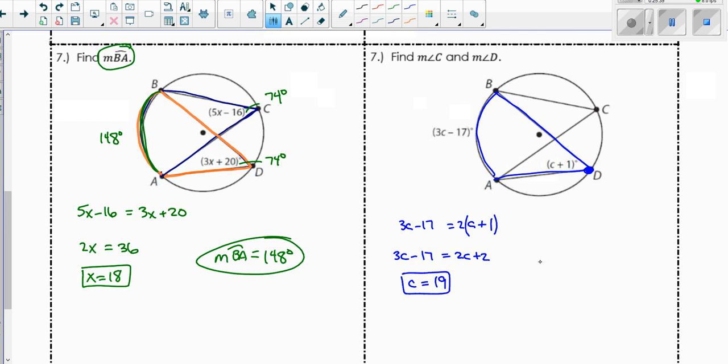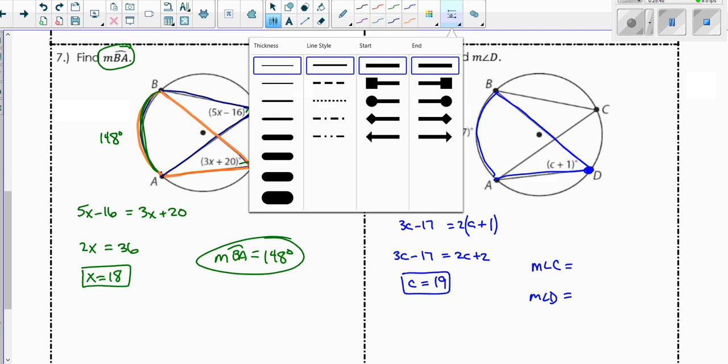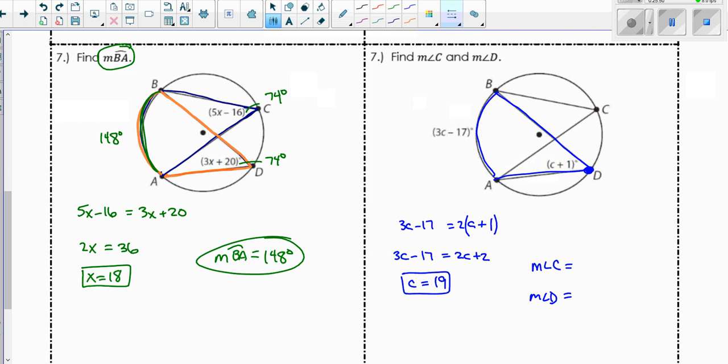Okay, I need to figure out the measure of angle C and the measure of angle D. All right, measure of angle C. So I'm going to go back and substitute in. So 3 times 19 minus 17. This angle is 40 degrees. So if this angle is 40, half of that makes this angle 20. And then half of this also makes this 20.